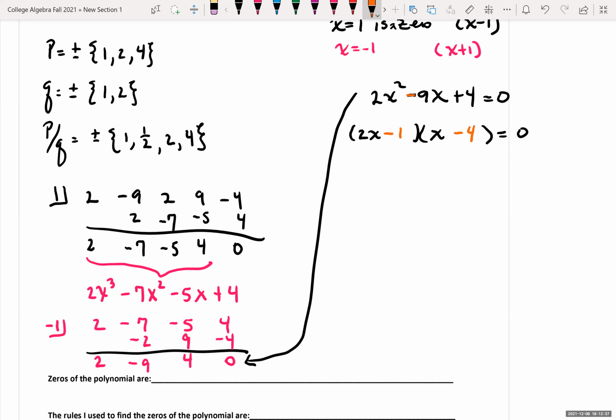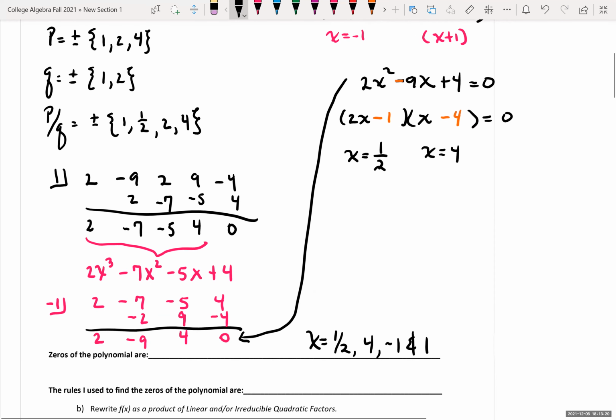So let's just make sure that that's correct. So -4 times -1, that's my +4 up here. That's good. I need to make sure my middle term is good. So this is a -8x minus a 1x is my -9x. So that's also good. So I know 2x minus 1 is equal to 0 when x is equal to, add 1, divide by 2, 1/2. And x minus 4 is equal to 0. Add 4 to both sides, x equals 4. So the zeros of our polynomial are x equals 1/2, 4, -1, and 1.